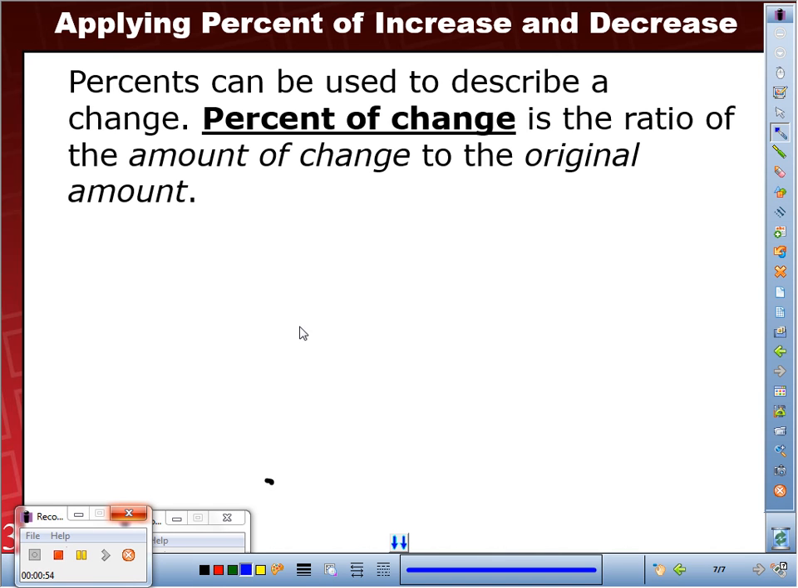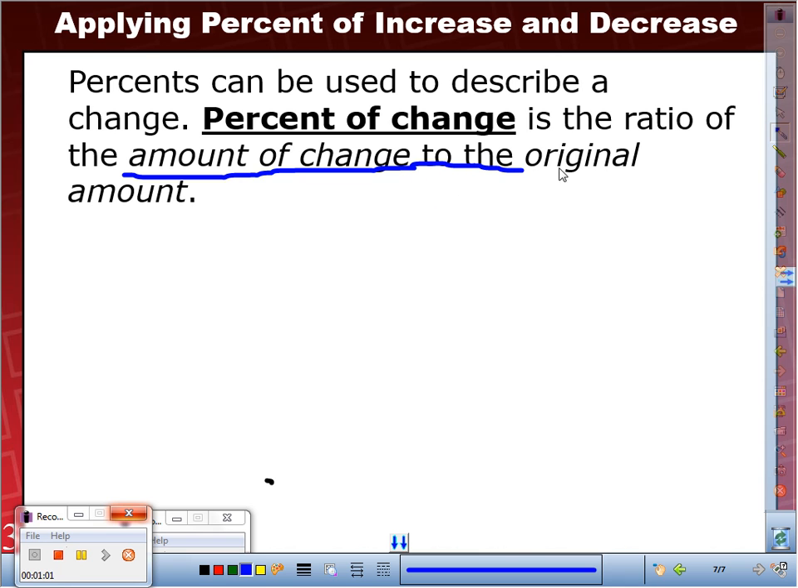Here it goes. I want you to write amount of change to the original amount. So what does that mean? So let's say Andrew had at the beginning of the year an A+, that was 100%. And then his score dropped to 85%. So therefore, that's what we call a percent of change.